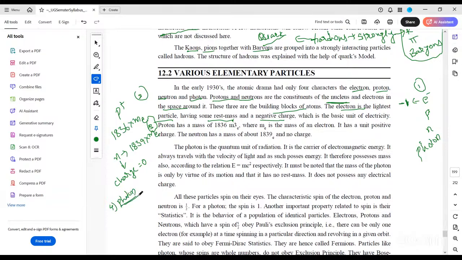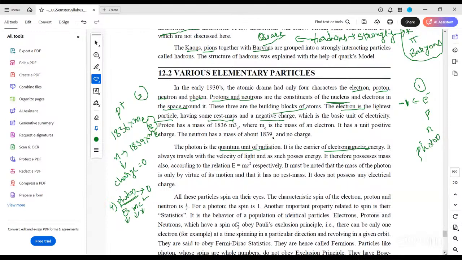Fourth description is photon. Now, what is a photon? Photon is a quantum unit of radiation. This photon is produced by electromagnetic energy, and E equal to photon E equal to mc square. E is energy, m is the mass, c is the velocity of the light, and the charge of the photon is 0.